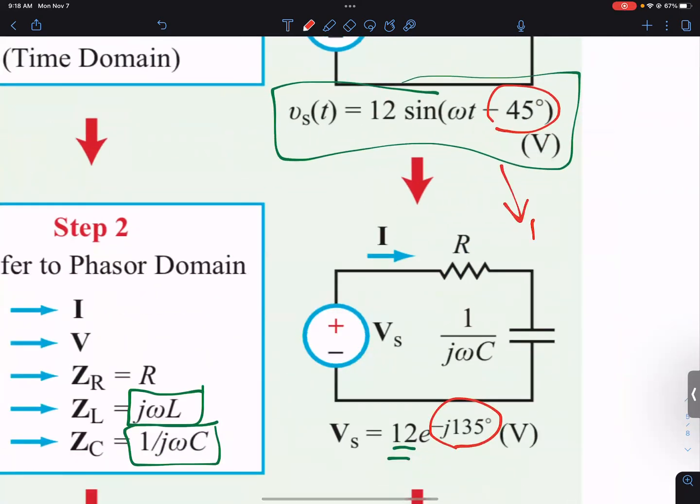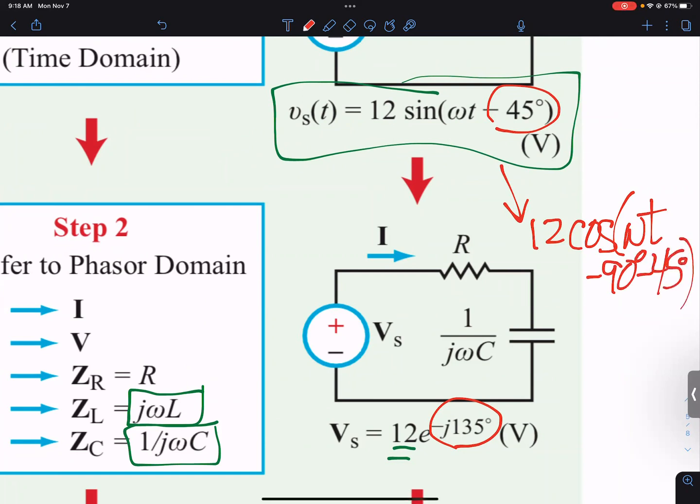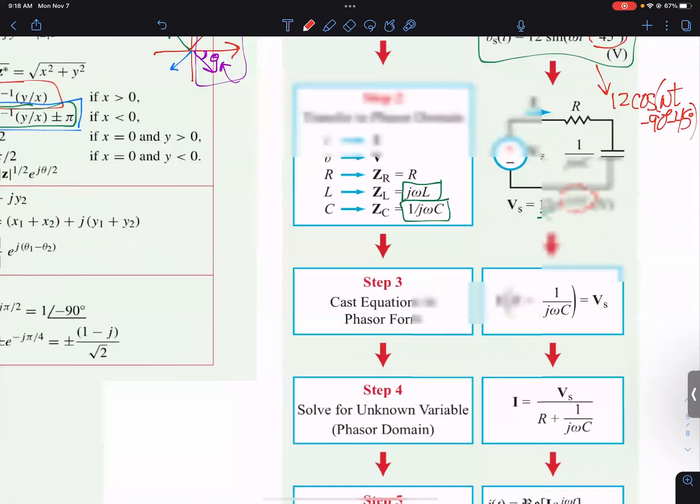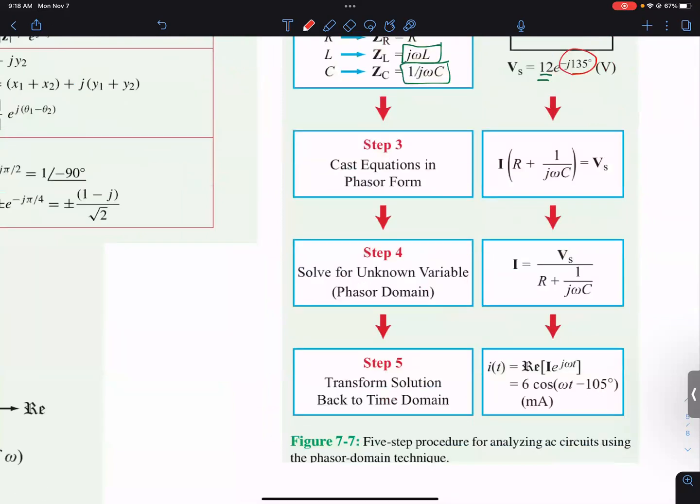Isn't the shift from sine to cosine minus 90 degrees? Yep. So you have to change it first to cosine, and then from there you can take the phasor for it. So then you just do the same steps as before.